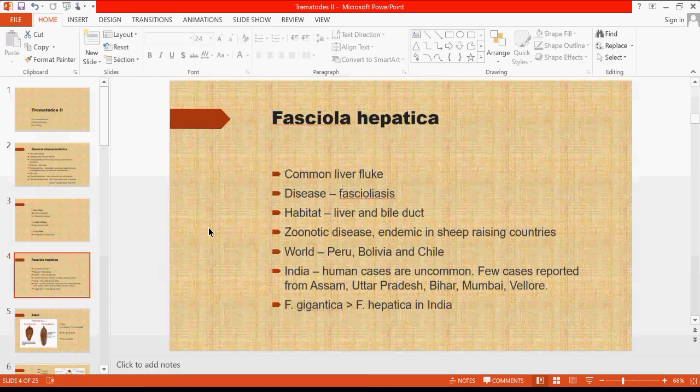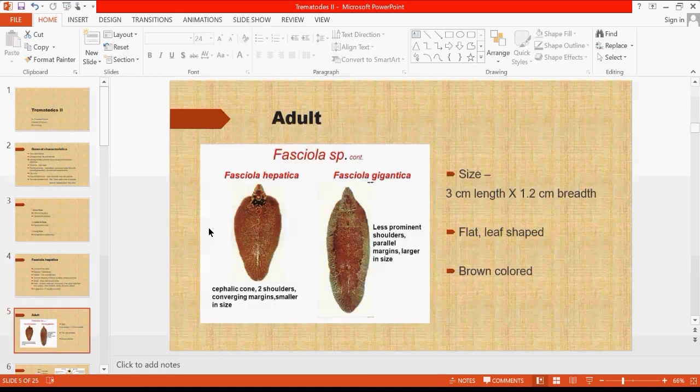In India, it is really uncommon, but a few cases have been reported from the northeast region of our country, that is Assam, Uttar Pradesh, Bihar, and 1 or 2 cases have also been reported from Mumbai and Vellore. But what we have seen in India is that Fasciola hepatica is less common than Fasciola gigantica. So Fasciola gigantica is the main liver fluke that has been reported from India, not Fasciola hepatica. Fasciola hepatica has worldwide predominance, but in India Fasciola gigantica is the main cause of this liver disease.